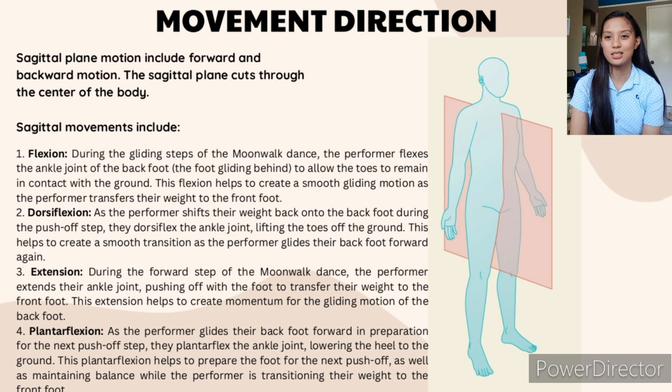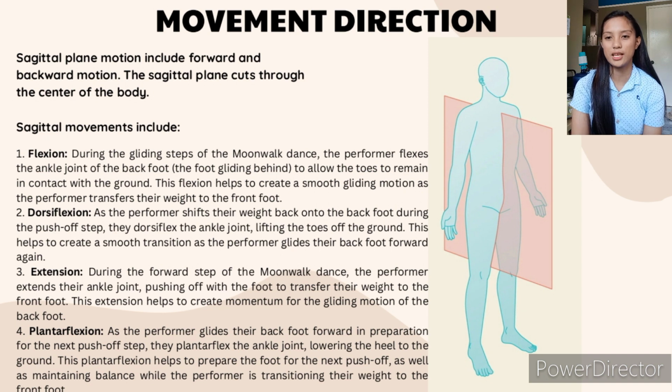The next is the extension. During the forward step of the moonwalk dance, the performer extends their ankle joint, pushing off with the foot to transfer their weight to the front foot. This extension helps to create momentum for the gliding motion of the back foot.